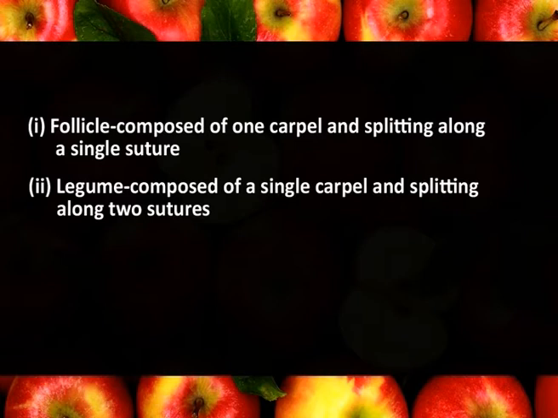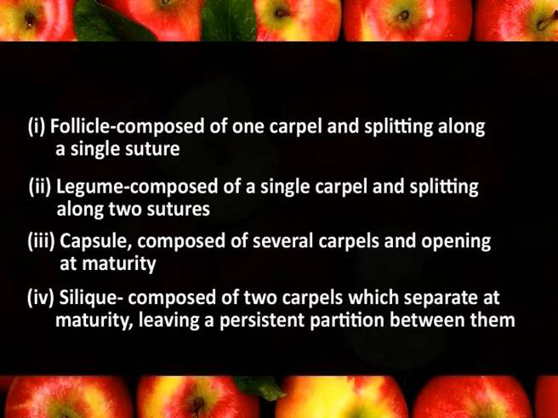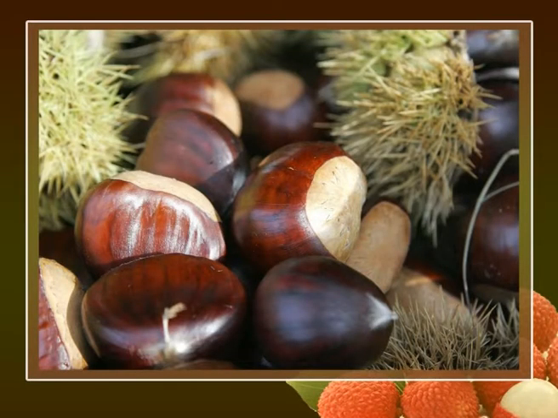Next is legume, that is usually composed of a single carpel and splitting along two sutures. Next, capsule. It's composed of several carpels and opening at maturity. Next is silique, that's usually composed of two carpels which separate at maturity, leaving a persistent partition between them. Now, indehiscent fruits. These are those fruits which do not split open at maturity.